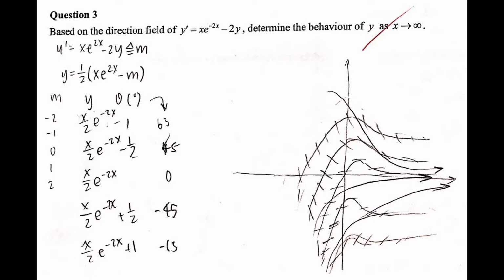So at the end of the day, we're still going to have to draw up a slope field and analyze it to come to our conclusion about what happens to y as x goes to infinity. So you don't want to get too caught up on this terminology of direction field. I'll just refer to it in this question as a slope field.